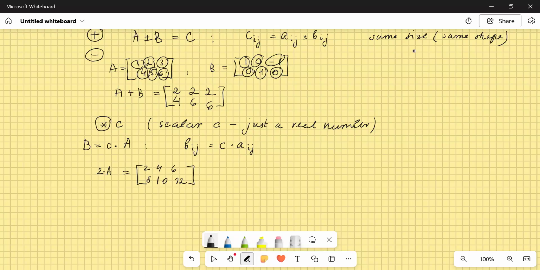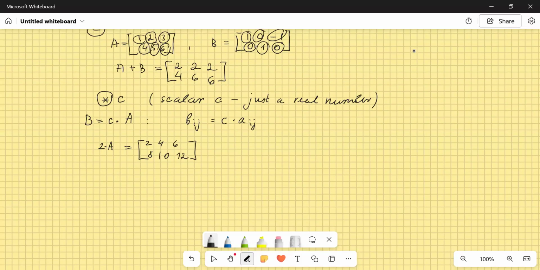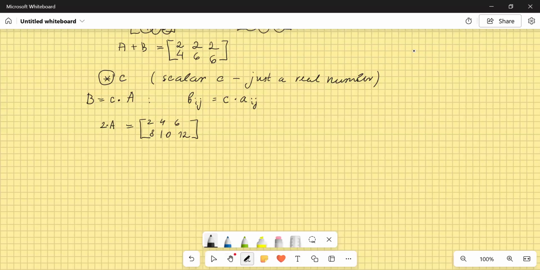The last operation we are going to learn about matrices is how to multiply two matrices. So far we multiplied a matrix by a scalar. Now, how do we multiply two matrices? That's going to be a separate topic.